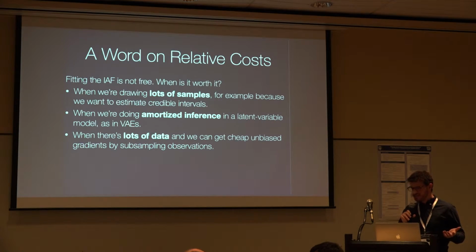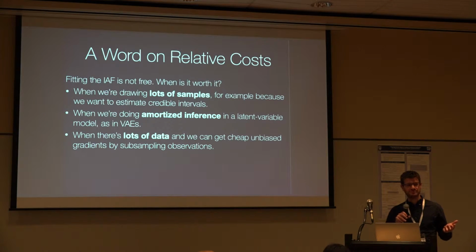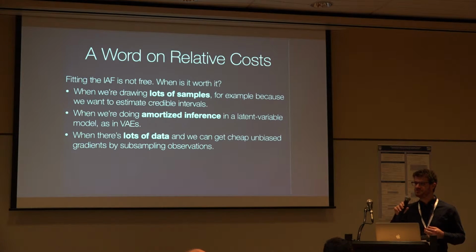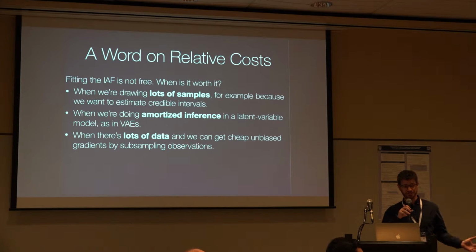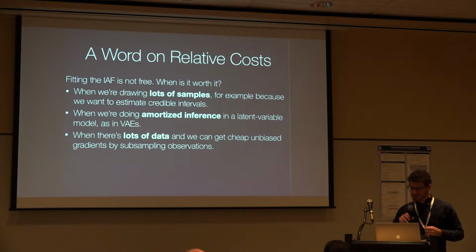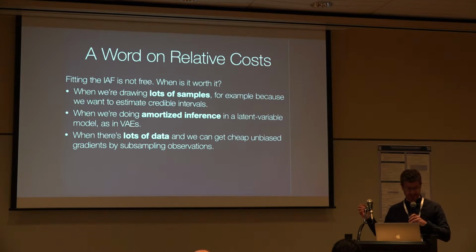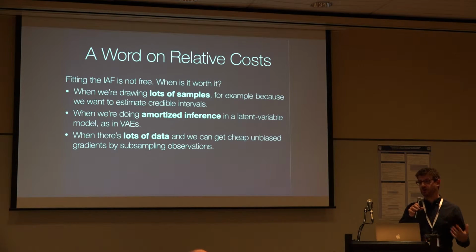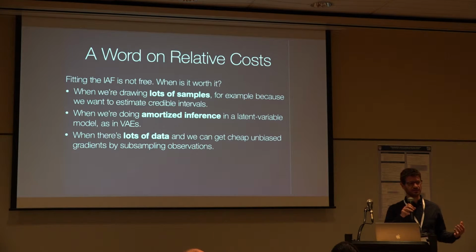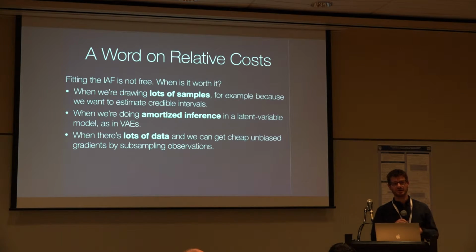And if there's lots of data, you can get cheap unbiased gradients by data subsampling. Then again, it will probably be relatively cheap to solve your variational problem. Basically, anytime that variational inference is cheap relative to MCMC, variational inference is going to be cheap relative to MCMC. One other thing that I forgot to put on the slide is if you are trying to sample from some distribution that's really hard for HMC, that has geometry that one of these flows can correct, like the funnel.